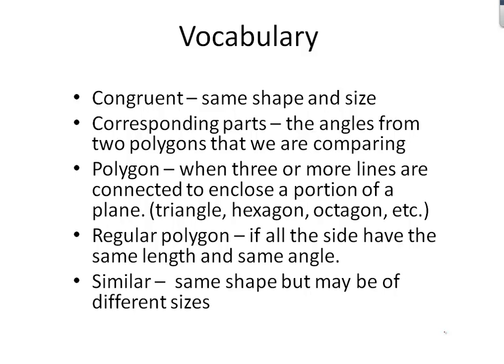Polygon: when three or more lines are connected to enclose a portion of a plane, not three-dimensional, but a plane, for example, a triangle or a hexagon or an octagon. Then a regular polygon: if all the sides have the same length and same angle, they're regular. If they don't, then they're considered irregular. And then similar shapes are the same shape, but they might be of different sizes. Some bigger than the others, but they're all the same shaped triangle.